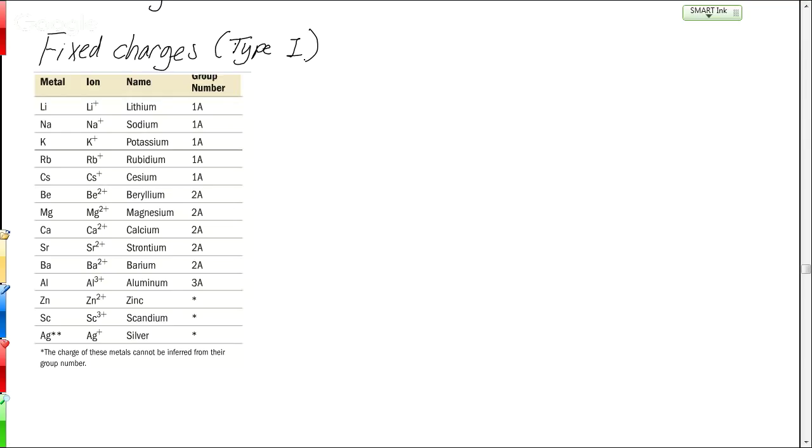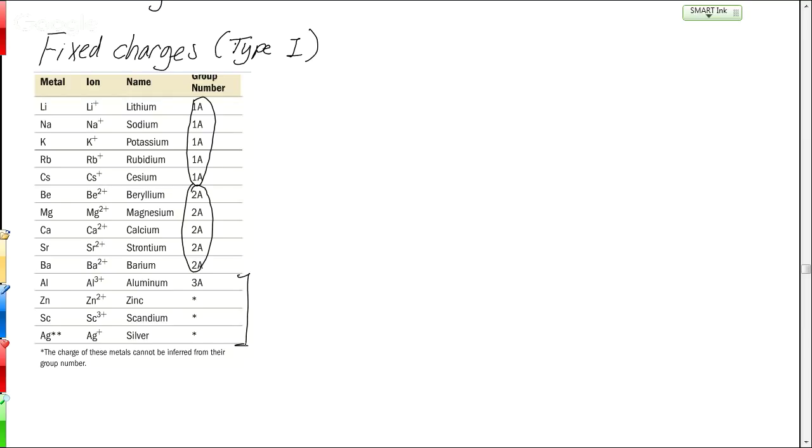Now, most of these are pretty easy to figure out from their group number. All the 1As, all the 2As. It's these last 4 that are a little weird. So you can remember all the 1As are +1, all the 2As are +2, but then you've got 4 more to remember. Aluminum, zinc, scandium, and silver. Those 4 also only have 1 charge, but they don't fall nicely into the group like that. So I would just try to remember those last four.